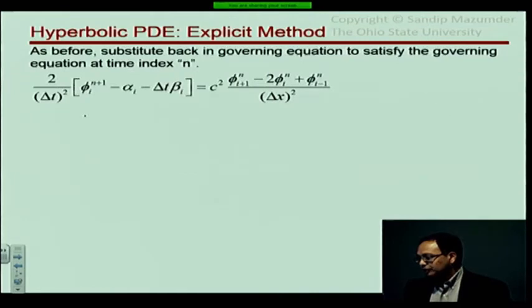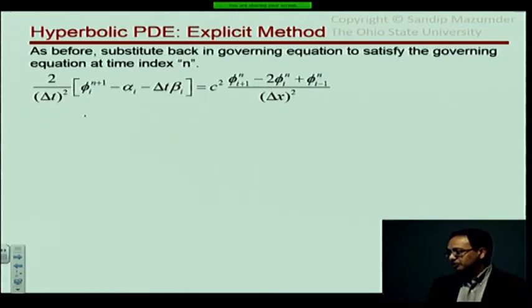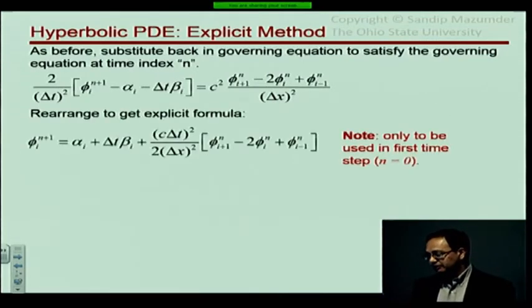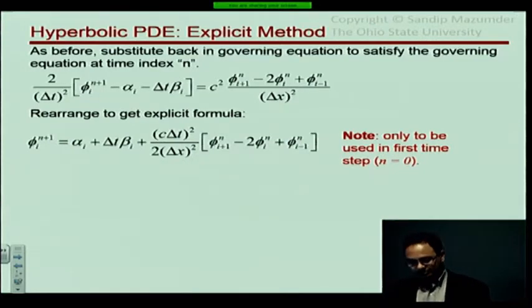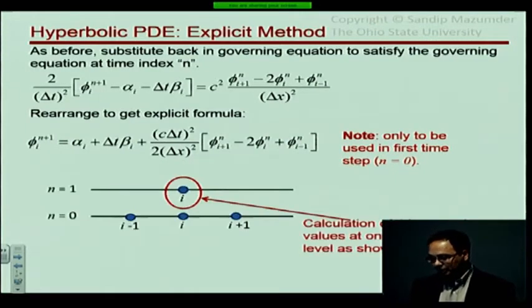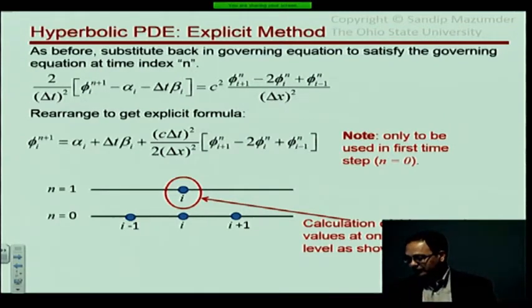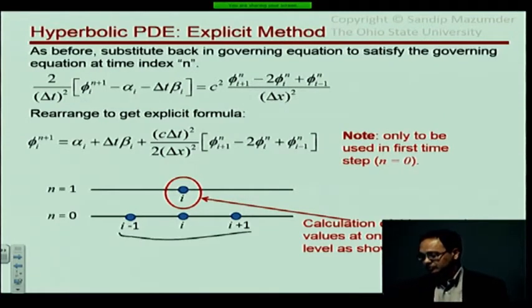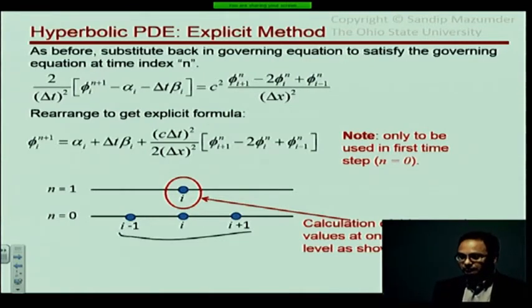So you substitute that back into your governing equation, and again you rearrange and you get your explicit integration formula. And notice what is going on: to calculate that value, you need these three values. Okay, so this is only the first time step, and in previous slides I already showed you what happens for n greater than 1. Okay. Any questions? So that's your explicit method.